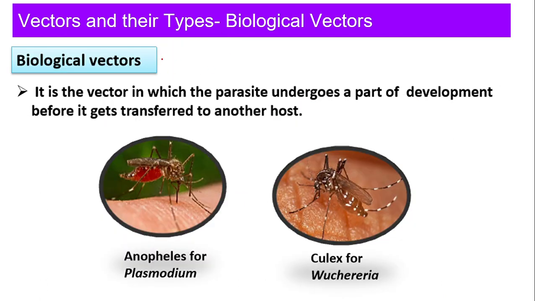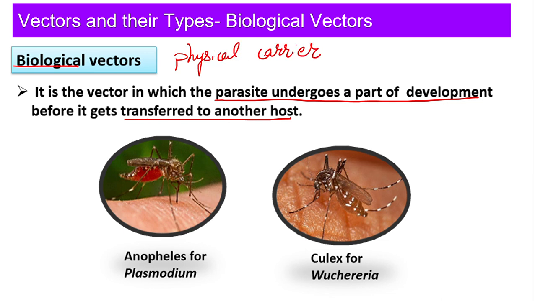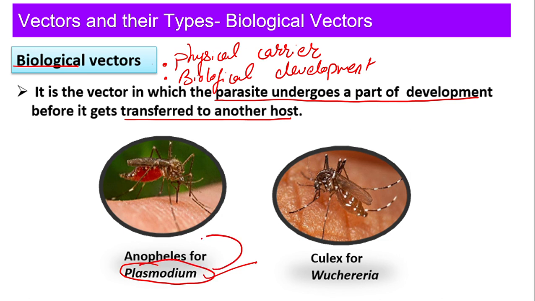Now next one is your biological vector. When we talk about the biological vector, they are the vector where the parasite undergoes part of development before it gets transferred to another host. That means it is a physical carrier, and it will be transferring the disease as well as it undergoes biological development. For example, Anopheles for Plasmodium. In female Anopheles, Plasmodium vivax will undergo sexual reproduction. So that means biological development also takes place.